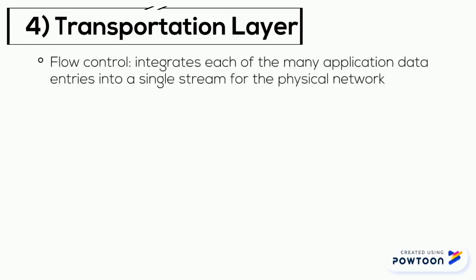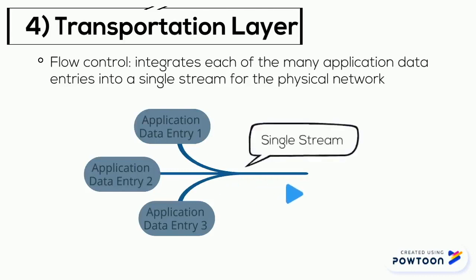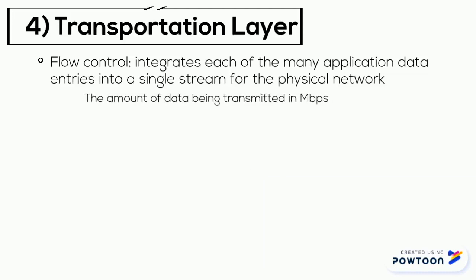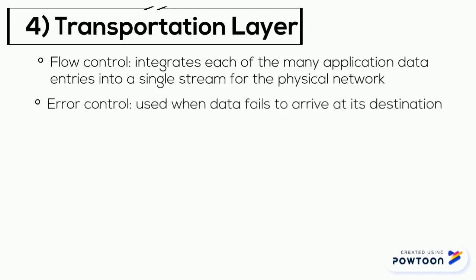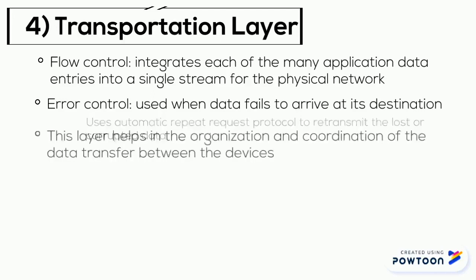Flow control means that the transport layer looks to see if the data is coming from more than one application and integrates each application into a single stream for the physical network. This is the amount of data being transmitted in megabits. Error control is used when some data fails to arrive at its destination. The transport layer uses automatic repeat request schemes to retransmit the lost or corrupted data. The transport layer helps in the organization and coordination of data transfer between the devices.